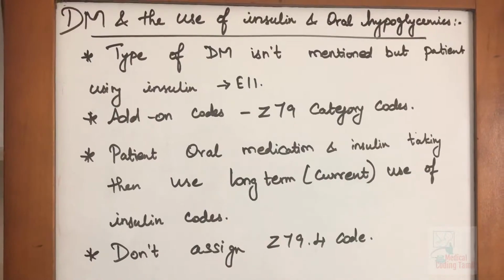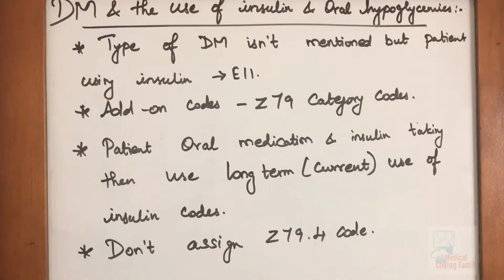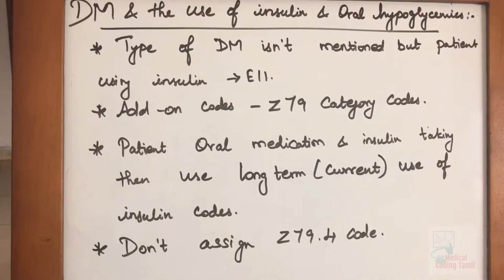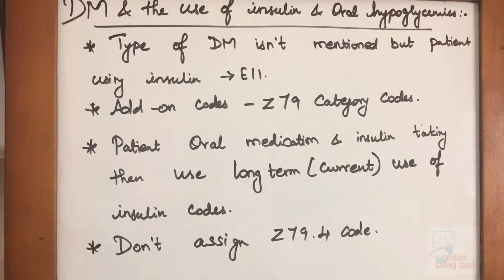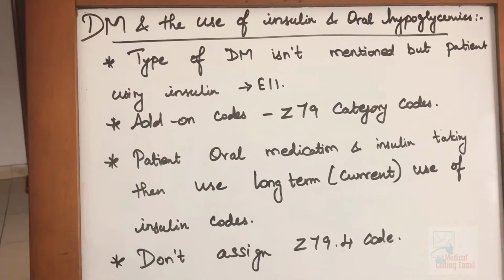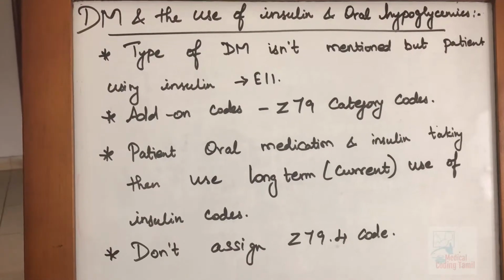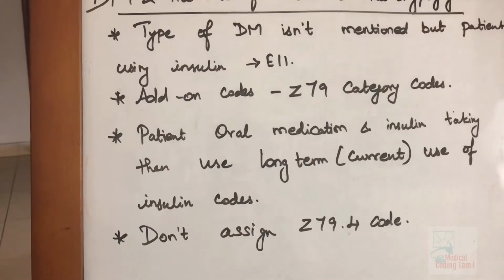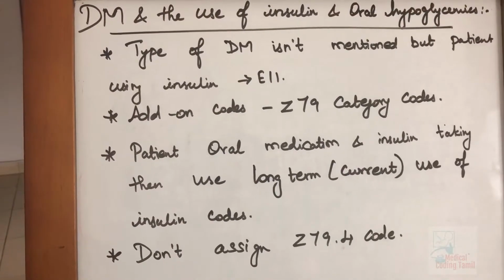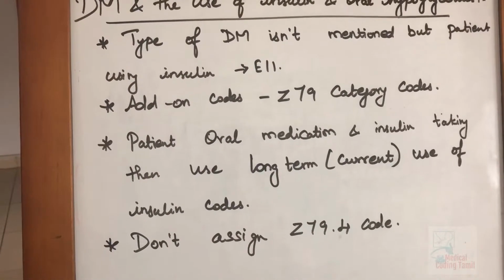Then DM and the use of insulin and oral hypoglycemics. Oral hypoglycemics are nothing but the diabetic medicines, okay. Insulin we know, diabetes patients are using insulin, okay. If the provider has not mentioned the type of DM in the documentation, but it is mentioned that the patient is using insulin, then we have to go for E11 codes and we have to give the add-on codes from the Z79 category. Okay, this is the one point.